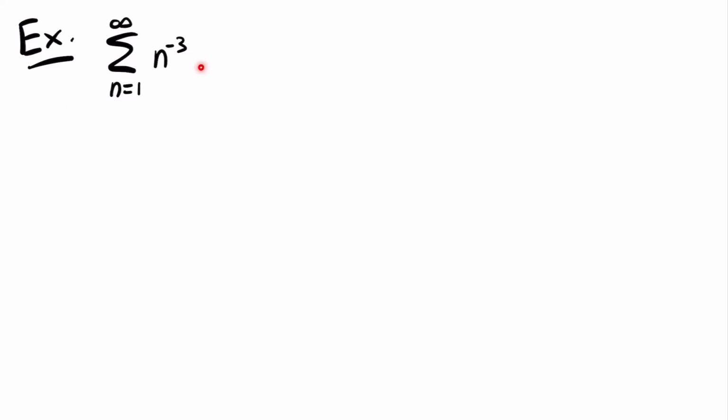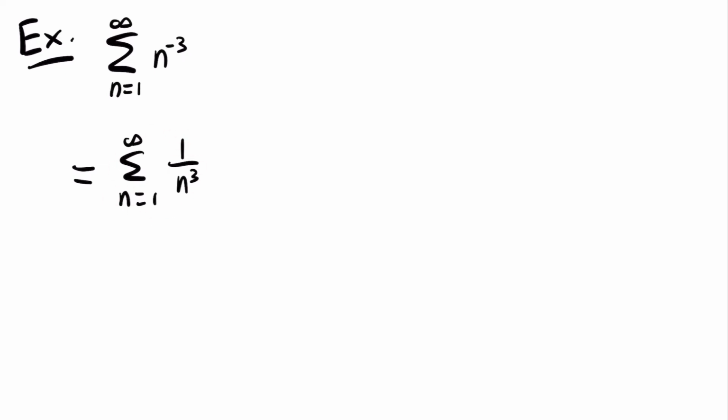Okay, so here's our next series. We have the sum from n equals 1 to infinity of n to the negative third power. Now at first, this doesn't look like a p-series, right? We don't have 1 divided by n to some power p. But if we move n to the negative third power to the denominator, that power will become positive, and so we could rewrite this series to be the sum from n equals 1 to infinity of 1 divided by n to the third power, and now we can identify this as a p-series.